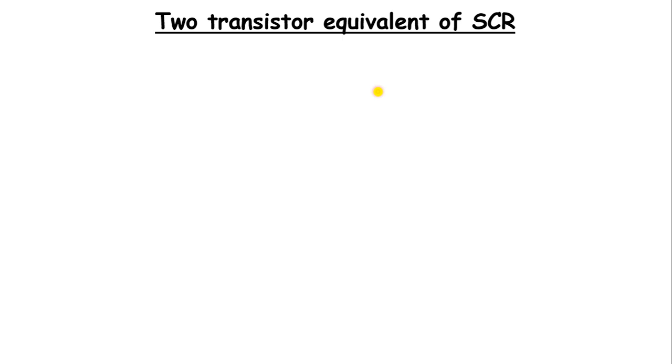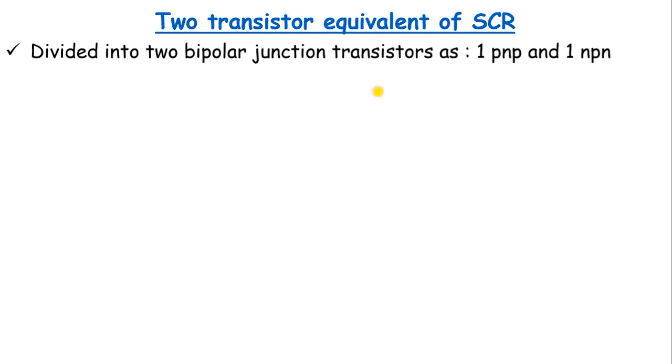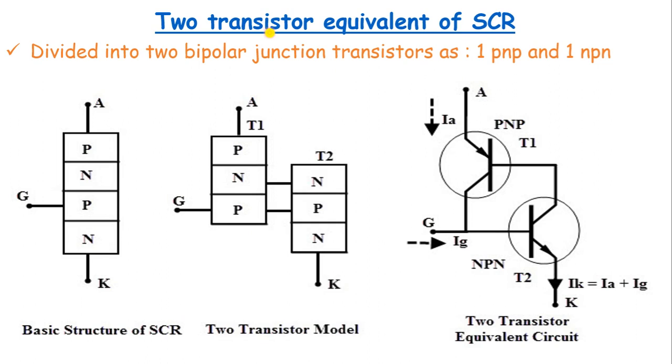Now we will discuss the 2 transistor equivalent of SCR. Why is this so called the 2 transistor equivalent of SCR? In the sense, the entire 4-layer PNPN structure is divided into 2 bipolar junction transistors, one PNP and one NPN. Hence, it is called the 2 transistor equivalent of SCR. I will show you how to derive or draw the 2 transistor equivalent of SCR.